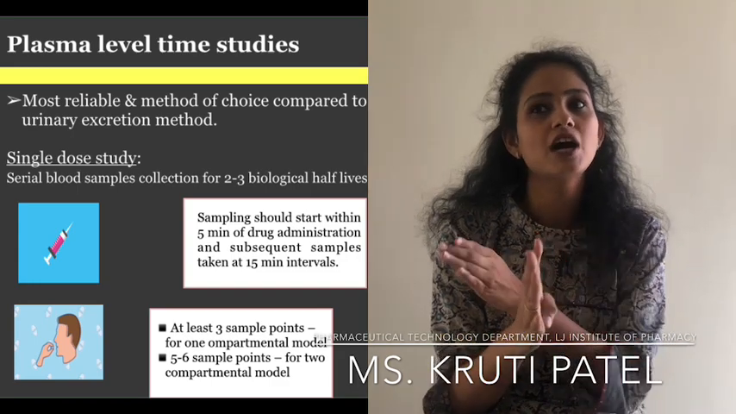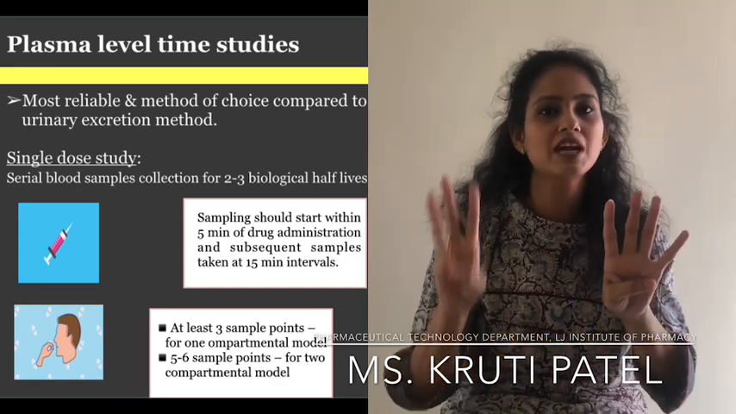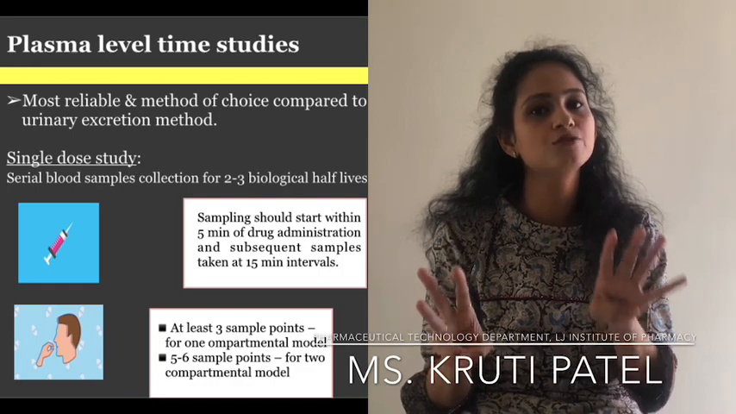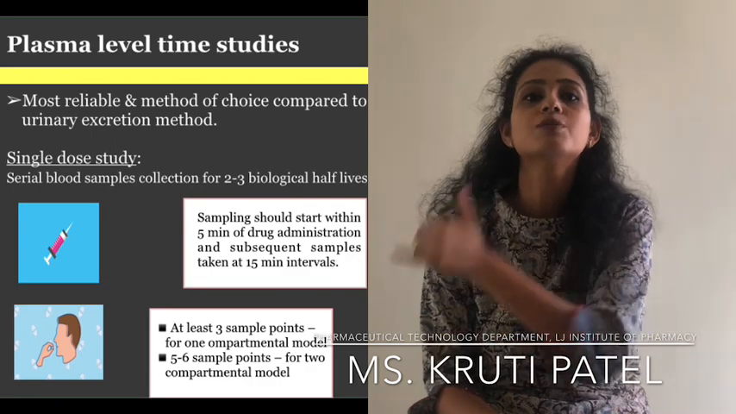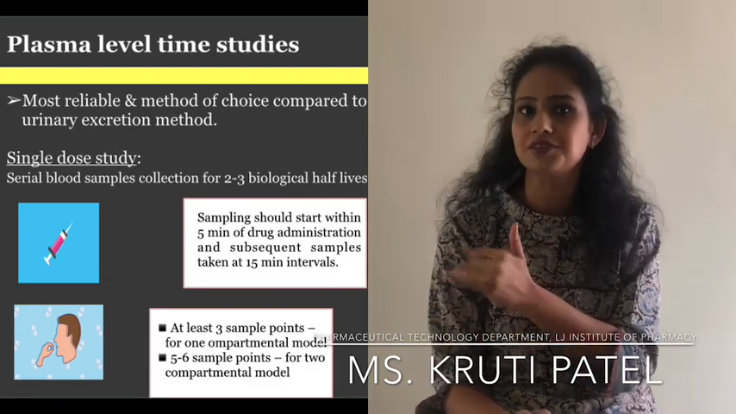3 biological half-lives. Paracetamol has 4 hours of half-life, so let's take 3 biological half-lives. 4 multiplied by 3 is 12 hours. So I have to collect samples for 12 hours. That is collection of blood samples for 2 to 3 biological half-lives. This is how it is calculated.